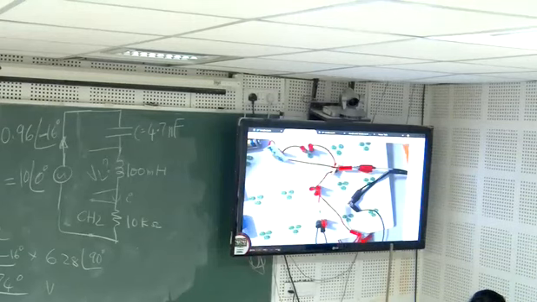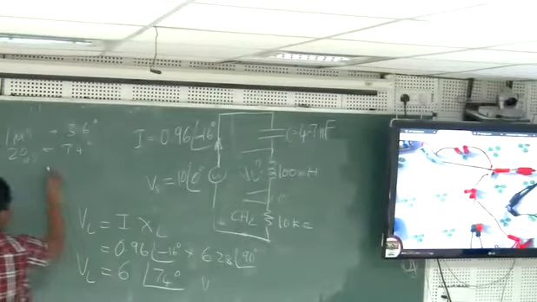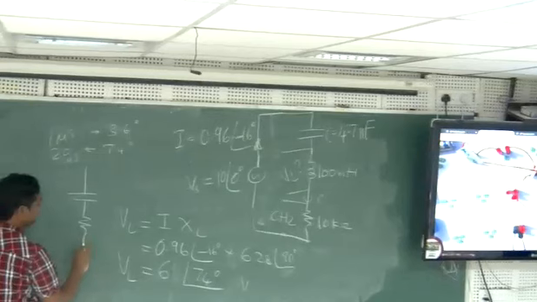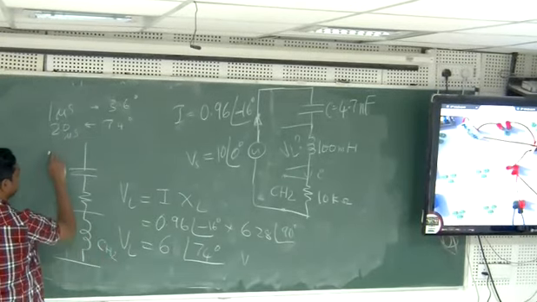So the circuit we have to connect is something like this. You can see this will move here. So this is C and then R and then L, and then this will be channel 2 and this will be channel 1.